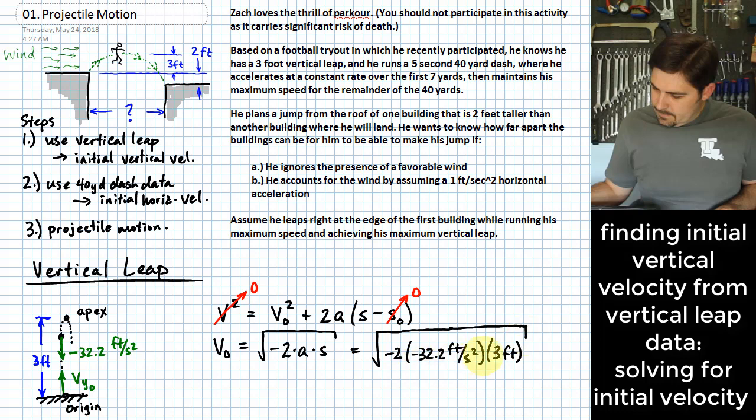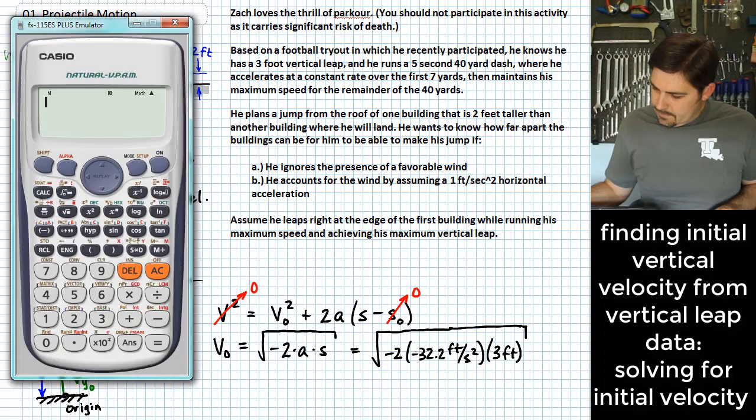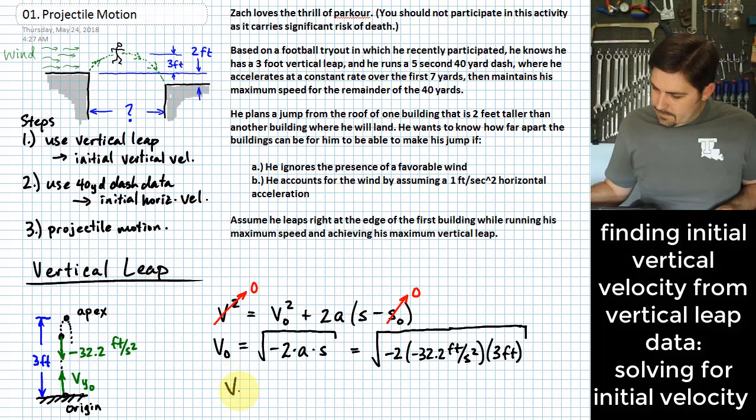Real quick, before I do the calculation, let's look at our units. This ends up being feet squared per second squared. Since it's under the radical, that will end up giving us just feet per second. So that's good. We don't have to mess with the units at all. So take the square root. I'll just ignore those negating signs right there. 2 times 32.2 times 3. Okay, and this ends up telling me that I have 13.9, we'll say. V sub 0 is 13.9 feet per second.